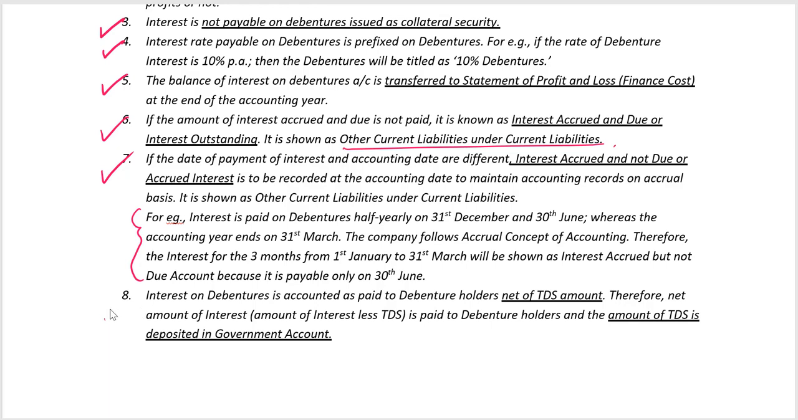And the final point, interest on debentures is accounted as paid to debenture holders net of TDS amount. TDS stands for tax deducted at source. Therefore, the net amount of interest, which is the total amount of interest less the TDS, is paid to the debenture holders, and the amount of the TDS is deposited in government account.